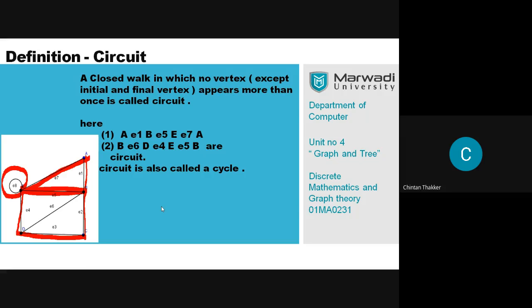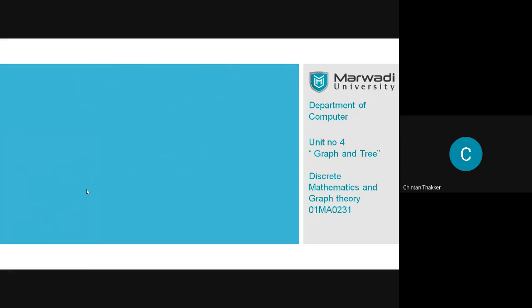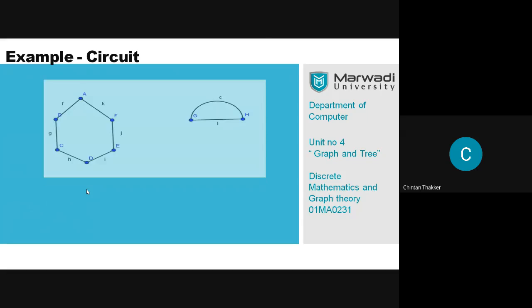See, here examples are given. We have A, E1, B, E5, E, E7, A. Then B, E6, D, E4, E, then E5, B. These are circuits. It is also called a cycle. In some books they define the circuit and they say cycle. So both have the same meaning, circuit or cycle. Okay.